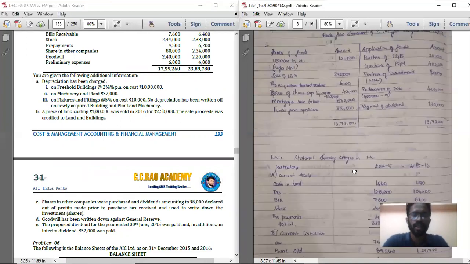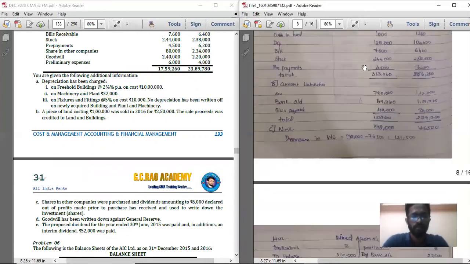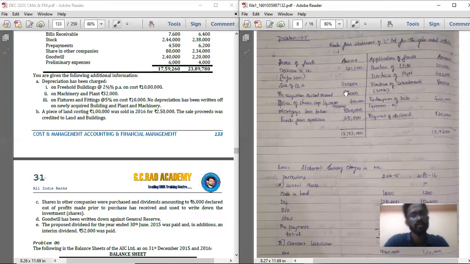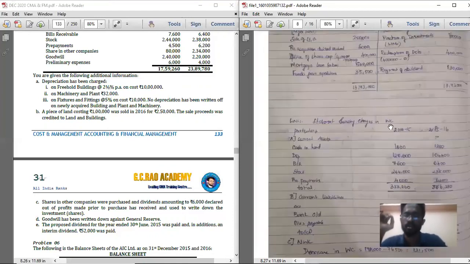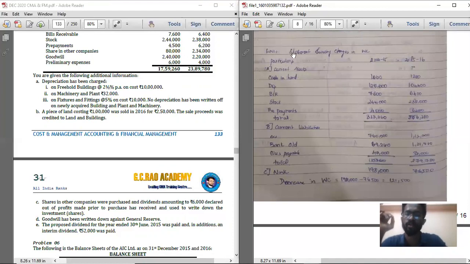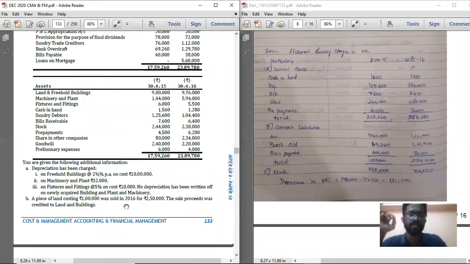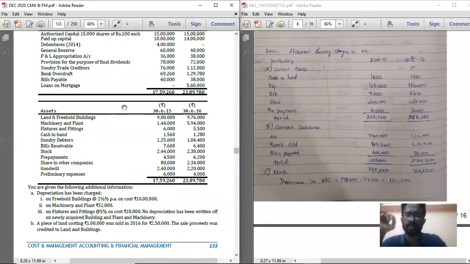So this is how you should calculate the problem number 5. I'll just explain the answer to you, then start working on your own. See, first problem number 5, fund flow statement. Below that, the same format: source of funds, application of funds. Coming to the working notes, working note number 1, first, changes in working capital. Just take down all the current assets and current liabilities.